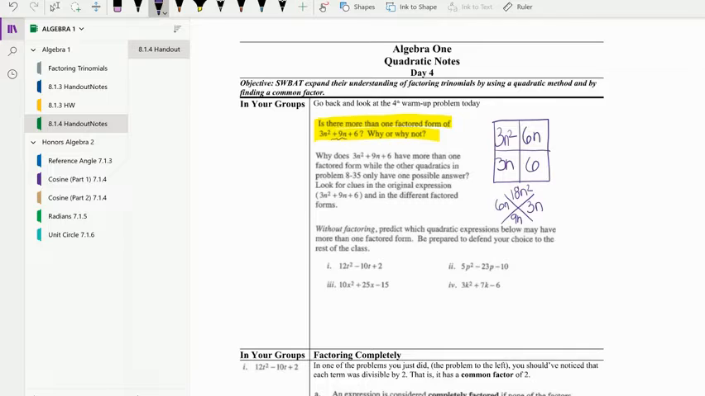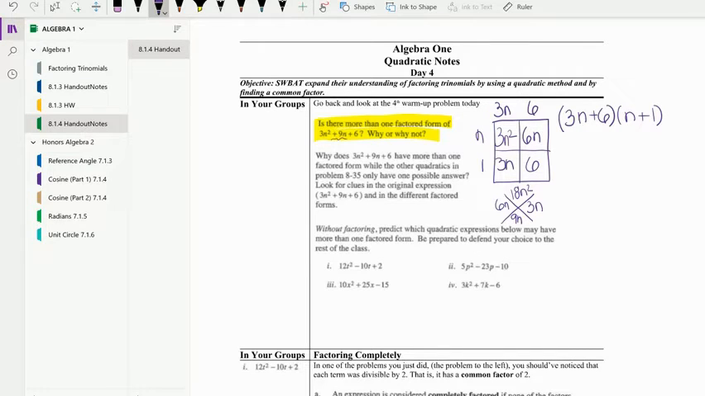All right, so let's say I find the GCF of that first column. It's going to be 3n. So 3n times n is 3n squared. N times 6 is 6n. And 3n times 1 would be 3n. And 6 times 1 is 6. So we end up getting 3n plus 6 and n plus 1.